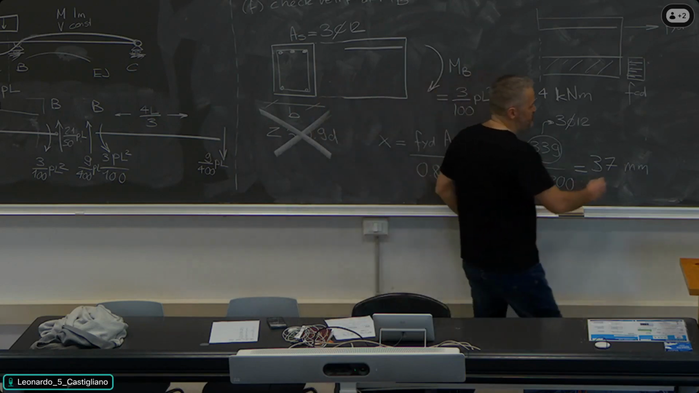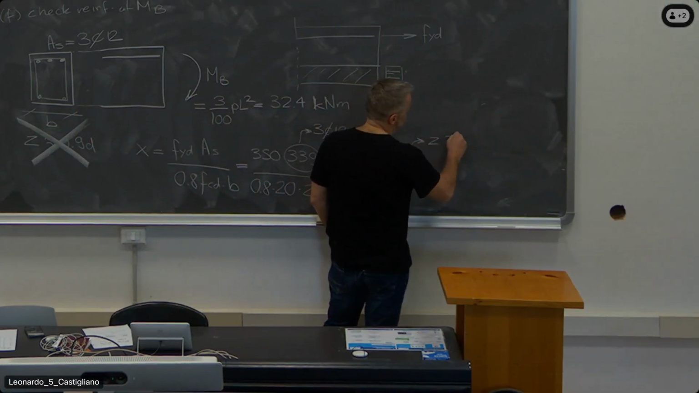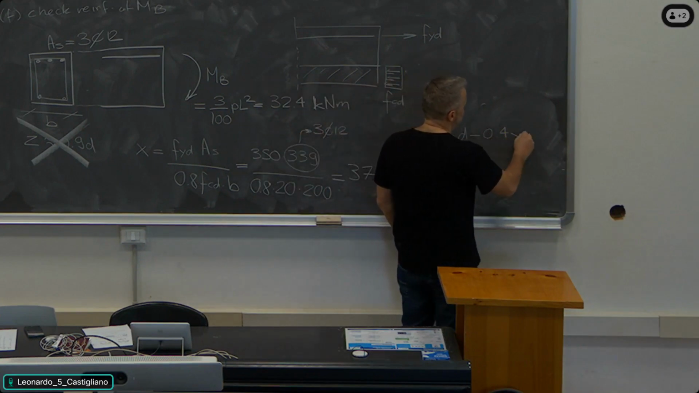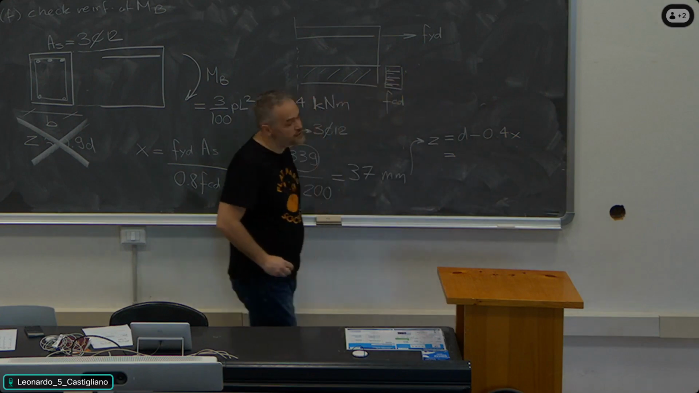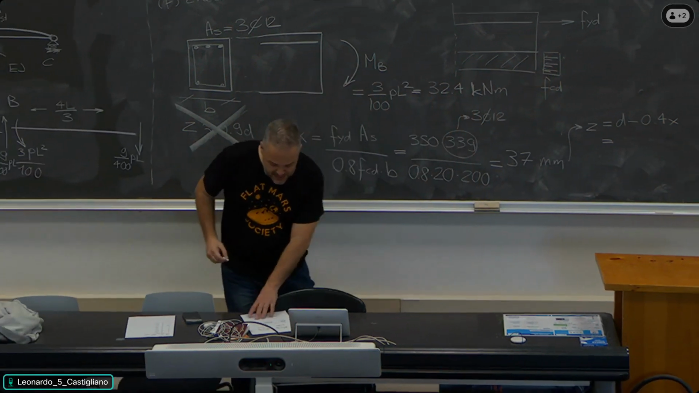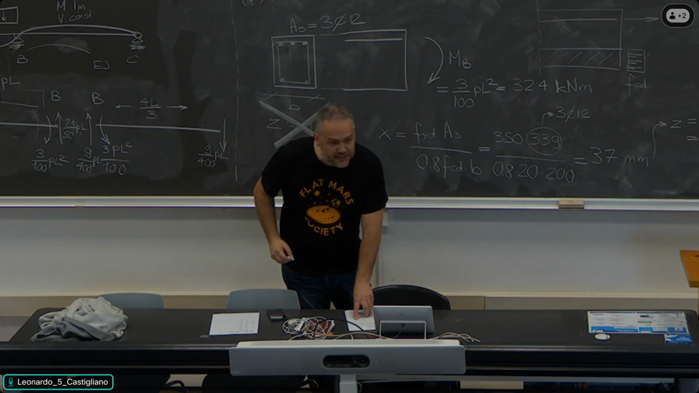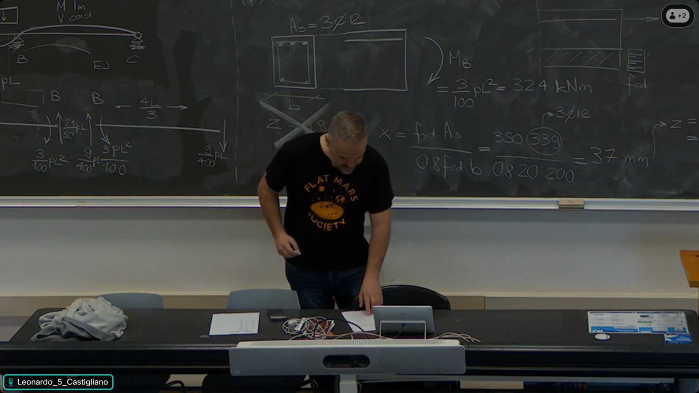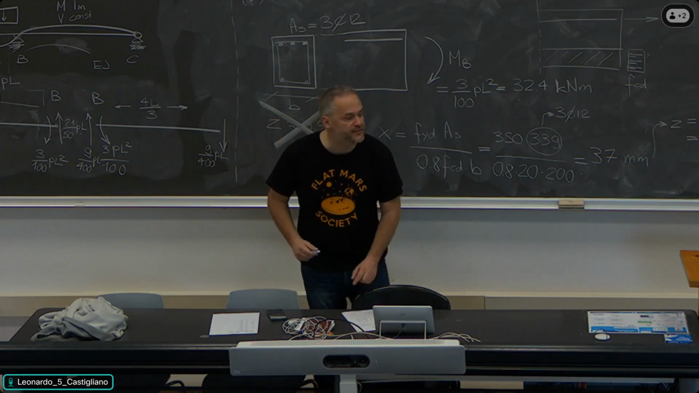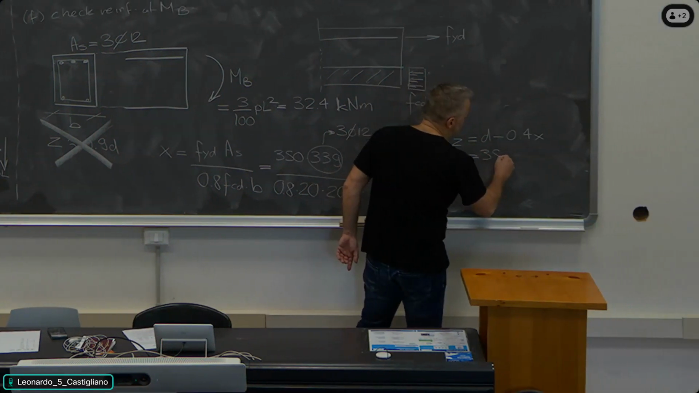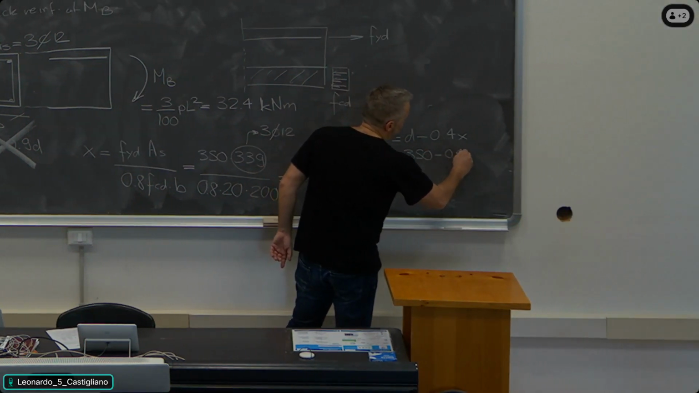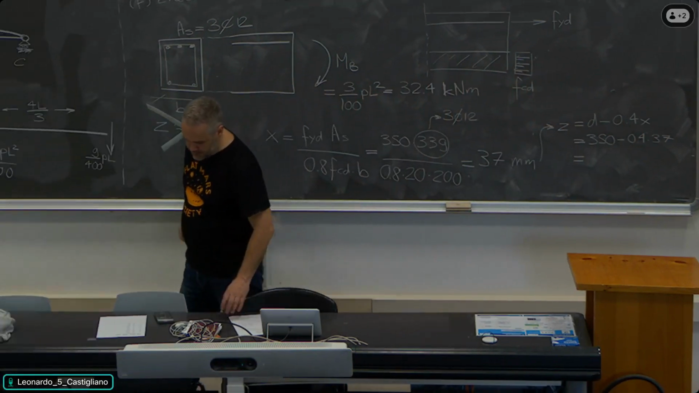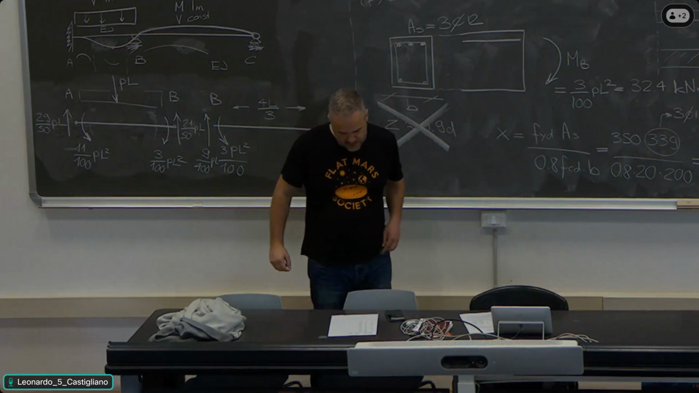If x is 37, how much is z? Z is d minus 0.4x equal to, how much is d? Again, d is given. In this case, since we are at a section with negative bending moment, look at the insert on the right. It's d prime, but d prime and d are the same. 35 centimeters, so 350 millimeters minus 0.4 times 37 equal to, my number says 335.